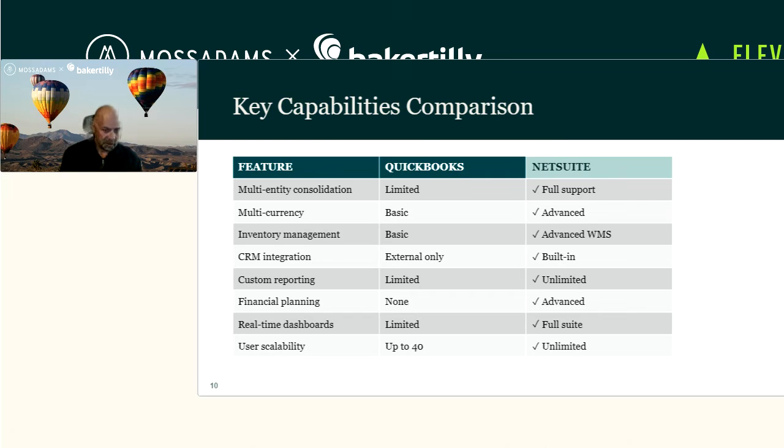I mean, there is no financial planning functionality within QuickBooks, whereas with NetSuite, we can bring to bear their NetSuite planning and budgeting tool. It's very advanced FP&A planning, whether that be traditional FP&A, whether it be workforce planning, whether it be product planning. Those are all things that we can do, all again within one suite of tools within the NetSuite ecosystem.